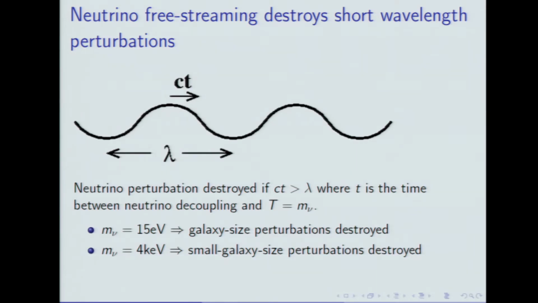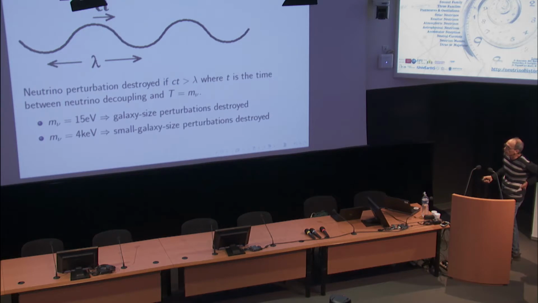That's just how free streaming works. It just means that neutrino free streaming destroys short-wavelength perturbations. So at 15 electron volts, galaxy-sized perturbations are destroyed. At 4 keV, small galaxy-sized perturbations are destroyed. So the fact that we see small galaxies, and structure in the Lyman alpha forest, tends to put limits on 4 keV. You can't have dark matter made of anything lighter than 4 keV.